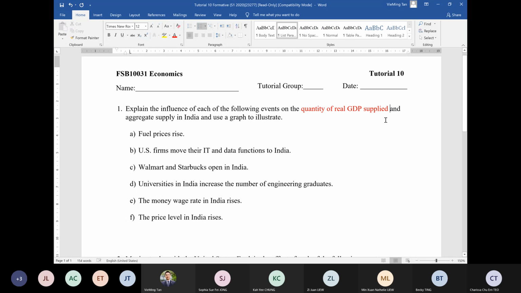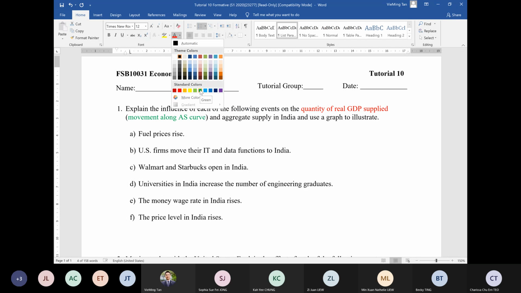These words mean movement along AS. Move along. So bear in mind, we only have one factor that will move along the aggregate supply curve, which is the price level. Only the price level will move along the supply curve. All right. Maybe I use a different color. I think I use green. Okay. So only the price level will move along the supply curve.